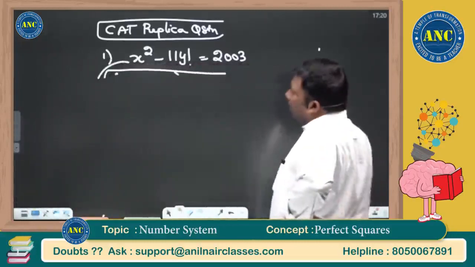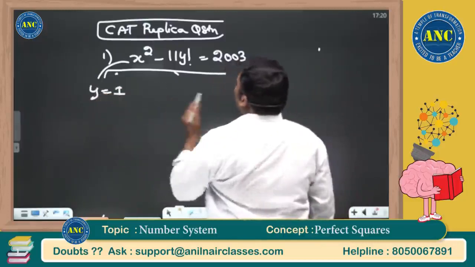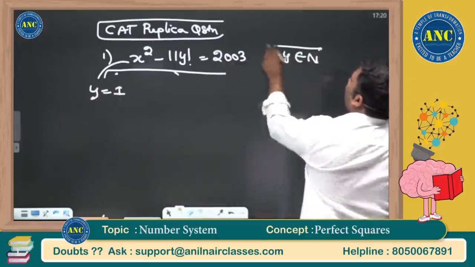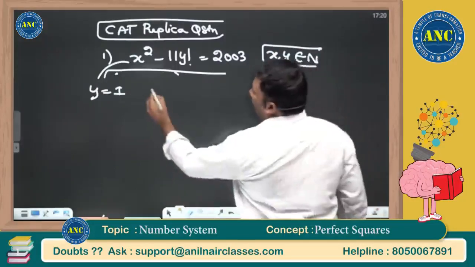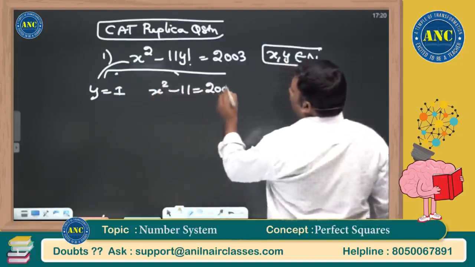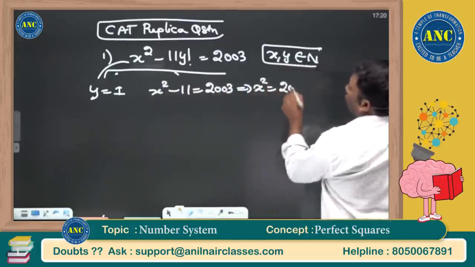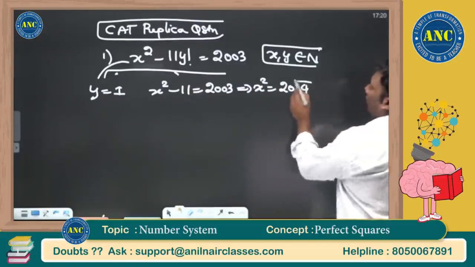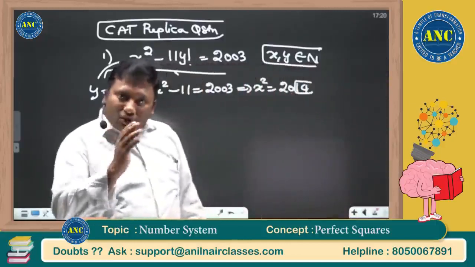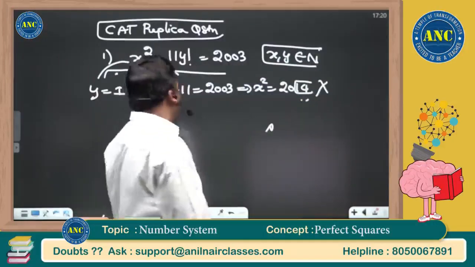Now see here, let us go one by one. If I put y equivalent to 1, why? Because it is given x and y are natural numbers. Y is 1. X square minus 11 equivalent to 2003, which is nothing but x square equivalent to 2014. What is the divisibility rule of 4? The last 2 digits should be divisible by 4. 2014 is of the form 4k plus 2, which will not arise.